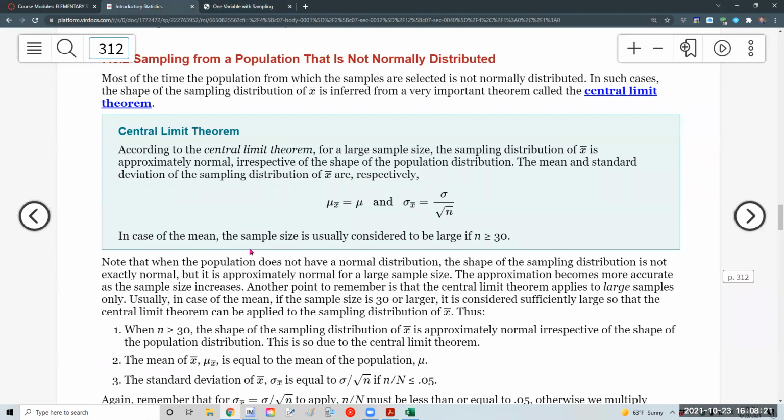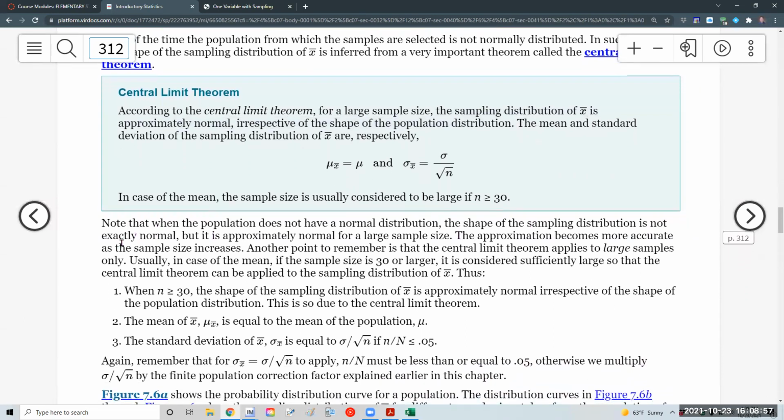So in the case of the mean, we consider the sample size to be large if n is greater than or equal to 30. So again, the central limit theorem, what does it say? It says that if you don't know what the shape of your population data is, which in a lot of cases is the case, or if you know that it's not normal, the sampling distribution will be approximately normal, so long as the sample size is greater than or equal to 30.